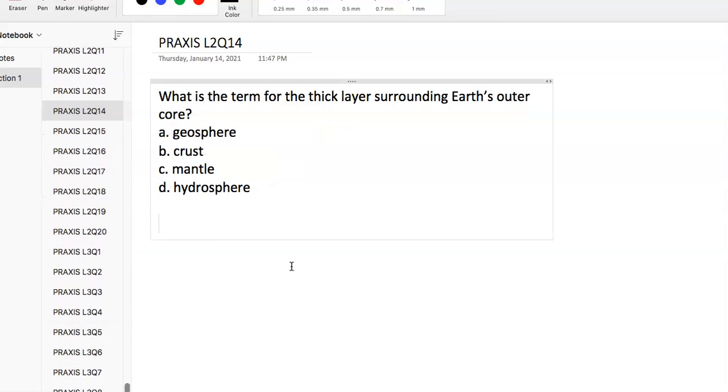Okay, so there's social studies come and gone. Let's jump into some science. What is the term for the thick layer surrounding Earth's outer core? That is the mantle. The mantle surrounds the planetary core. The mantle is then surrounded by the crust. The terrestrial planets, which are Earth, Venus, Mars, and Mercury, the Moon, and 2 of Jupiter's moons each have a mantle.